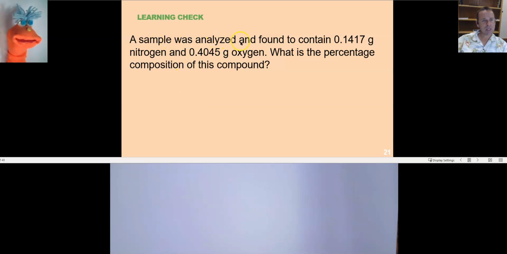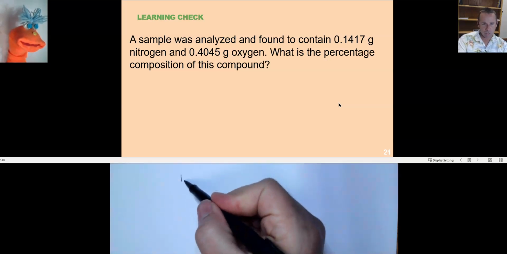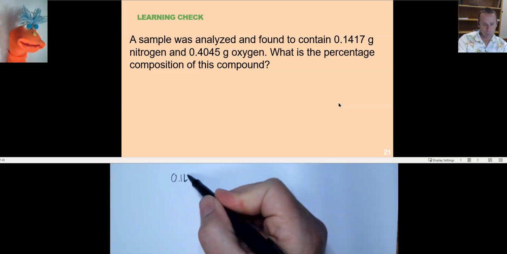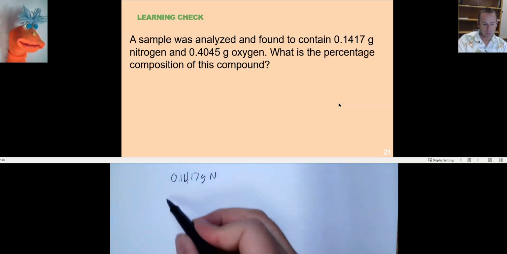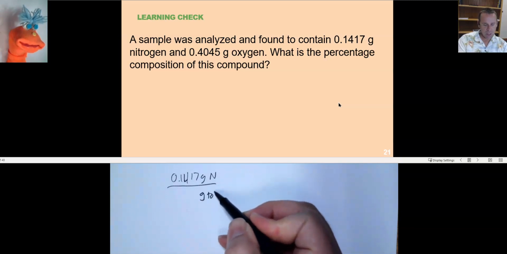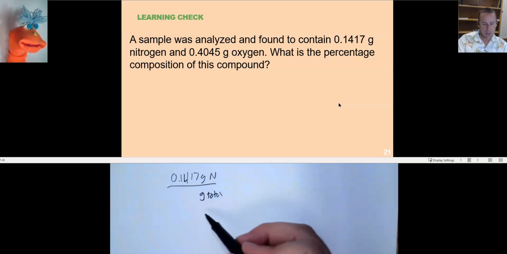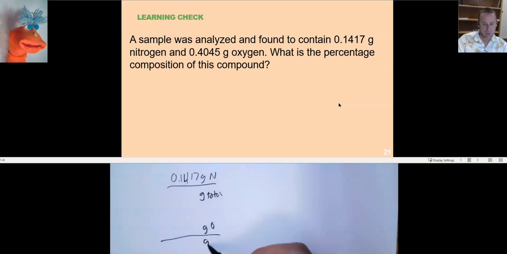Here's another one. A sample was analyzed and found to contain that many grams of nitrogen and oxygen. How do you find the percent composition of this compound? Well, we haven't done one like this, but I think it's pretty straightforward. The total mass is going to be the sum, and then the individuals are going to be those values given. Yeah, that's right. So if we have 0.1417 grams of nitrogen, we're going to put that over the grams total, right? And then grams of oxygen over the grams total as well.